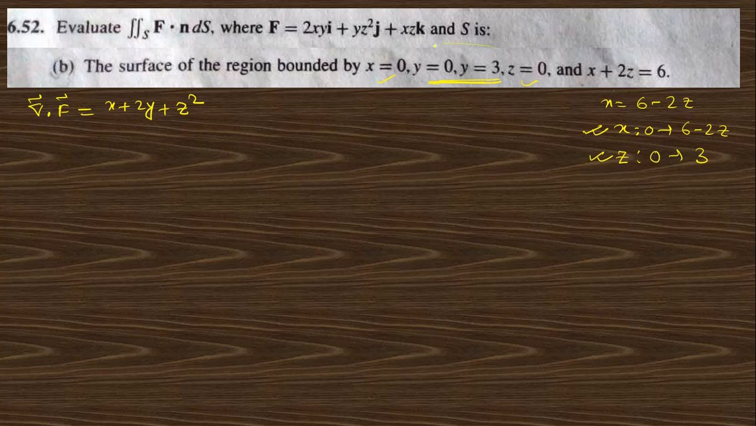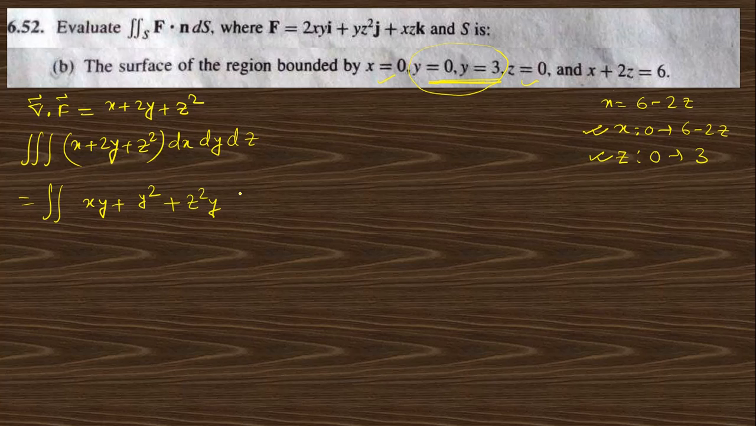At first we need to integrate with respect to y, because the limits of y are independent of x and z. So the volume integral is x plus 2y plus z square, into dx dy dz. At first we find the integration with respect to y: this is xy, y square by 2, that is y square, and z square y, with y from 0 to 3, and dx dz.